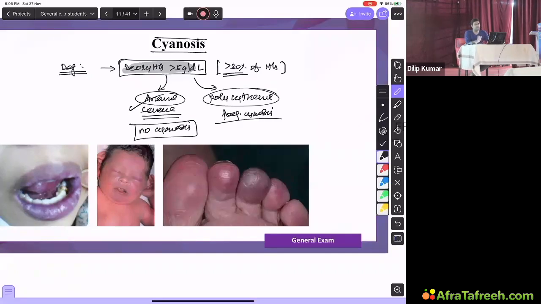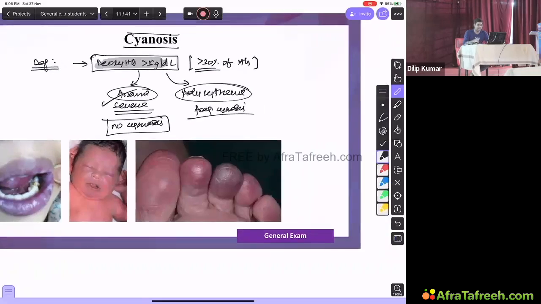to produce cyanosis basically. Or alternatively, if your saturation is less than 85% in adults, or if it is less than 70% in children, you can encounter cyanosis.